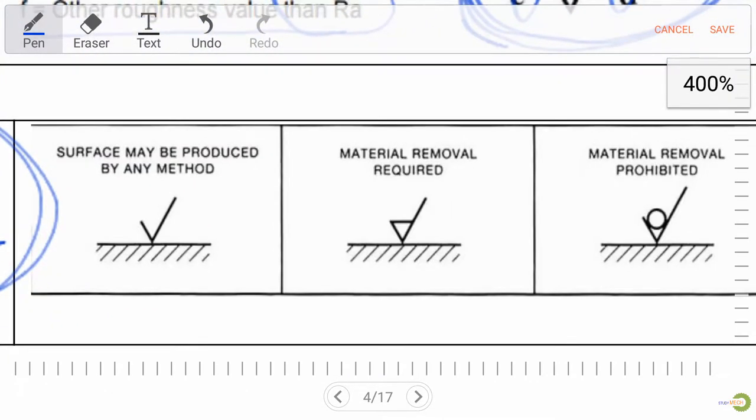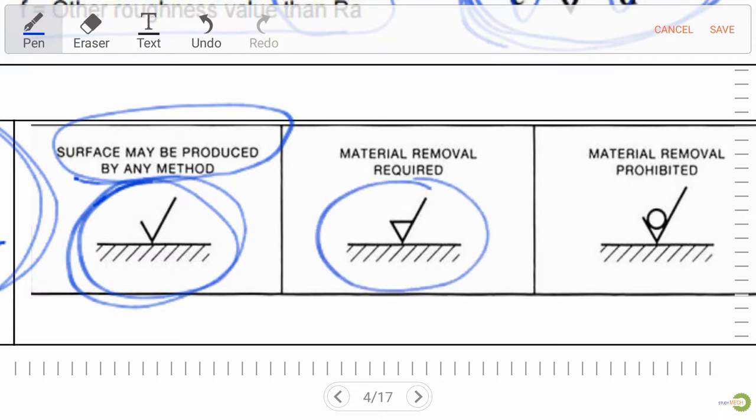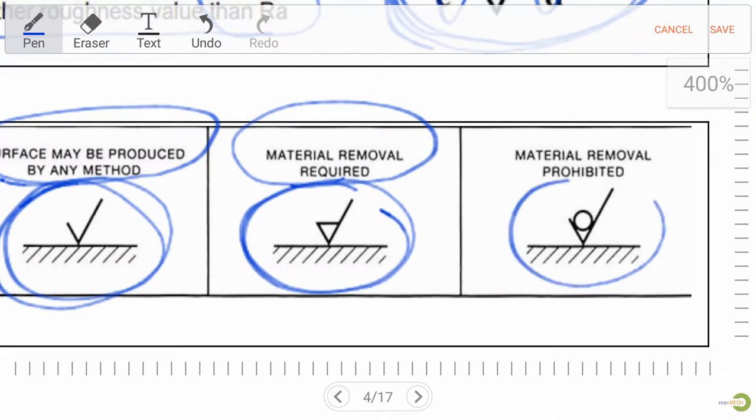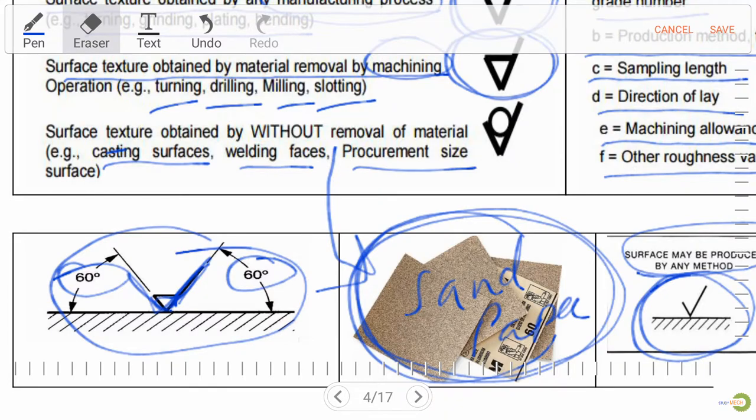Now, whatever we have discussed, let's see one by one. The first symbol shows that the surface may be produced by any manufacturing process. The second symbol shows that material removal is required by machining process. And the last one shows that material removal is prohibited, or surface texture is obtained without removal of material, or we can use sandpaper also.